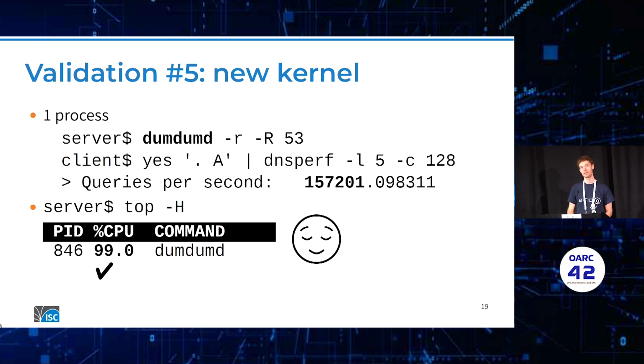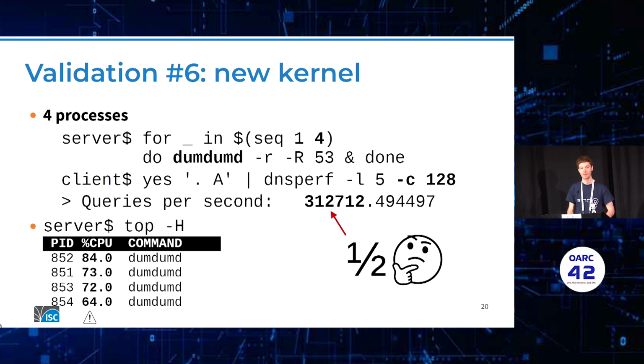Anyway, after upgrading the operating system and network driver with it, we redo the test, run dumdumd again on one CPU, run DNS-perf, and we get around 150,000 answers per second. CPU on the server is fully utilized. Nice, that's what we would expect from the beginning. Except that when we start dumdumd on 4 CPUs, we would expect a 4 times increase because it should scale linearly. The echo server doesn't do anything, it just spits the packet back. But we are getting just half of the expected throughput. And for some reason on the server side, the CPU is not really fully utilized. So again, something is wrong here.